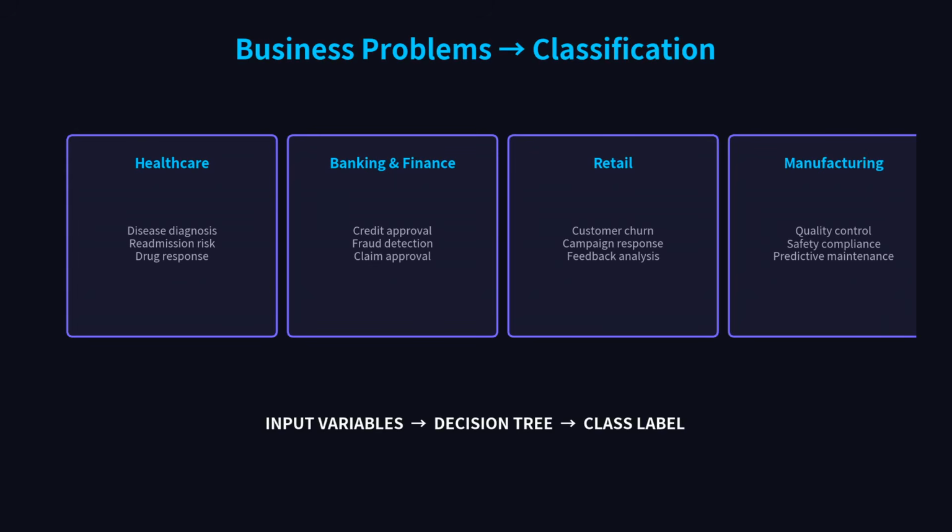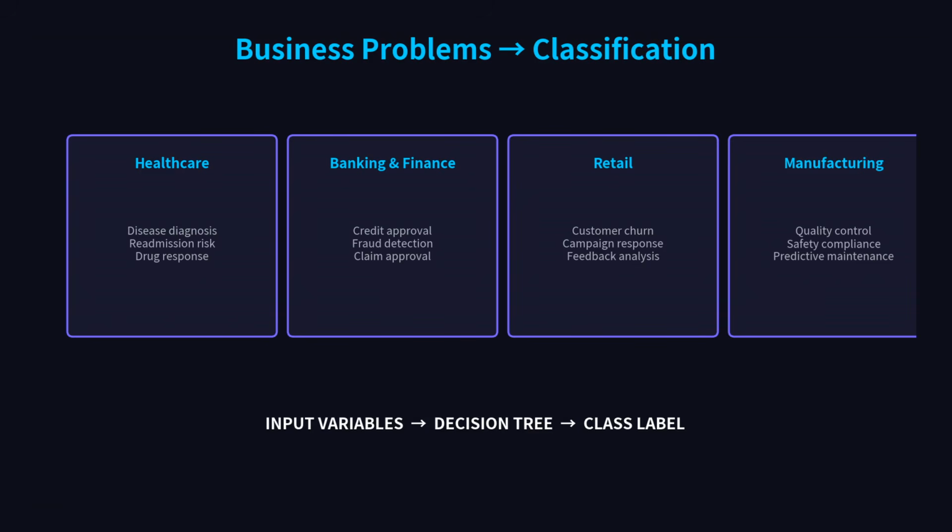Many business problems involve predicting a class. In healthcare, we ask how patient information such as cholesterol, blood pressure, or smoking habits can predict disease risk, readmission, or drug response. In banking and insurance, the questions become credit card approval, fraud detection, and claim approval. In retail, we predict customer churn and campaign effectiveness. In manufacturing, we tackle quality control and predictive maintenance. All of these can be framed as classification problems.